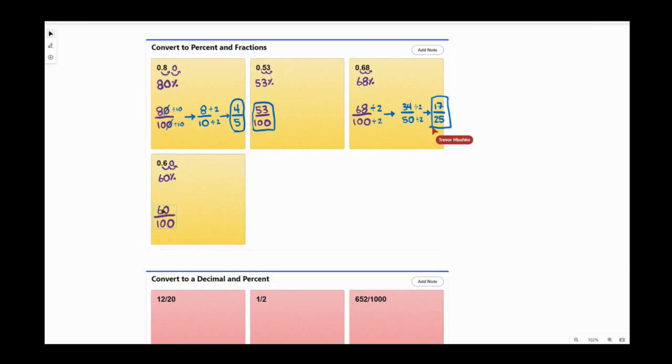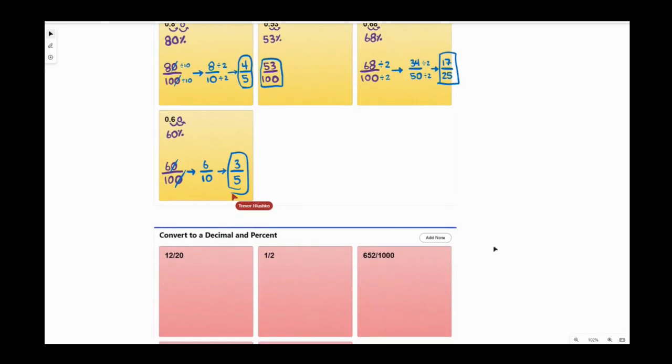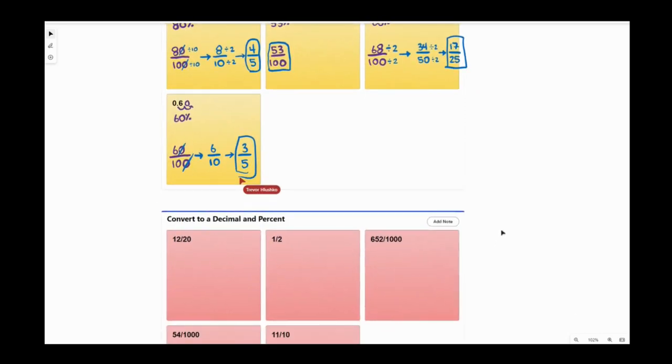Okay. 60 over 100. Same as with the 80%. It would go first down to 6 over 10 because I'd cross out those zeros. And then I can divide both of those by 2 as well. So that is the simplest form as well. They just take practice. It really comes down to that. And you'll start to get quicker and quicker as you move through them.